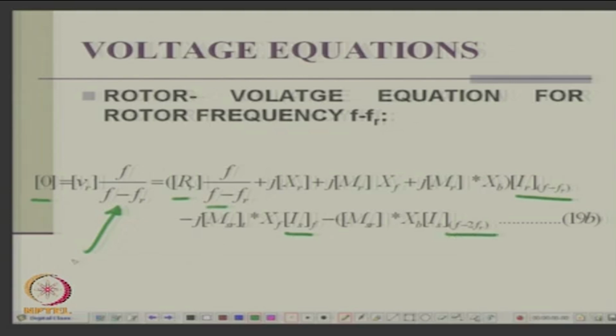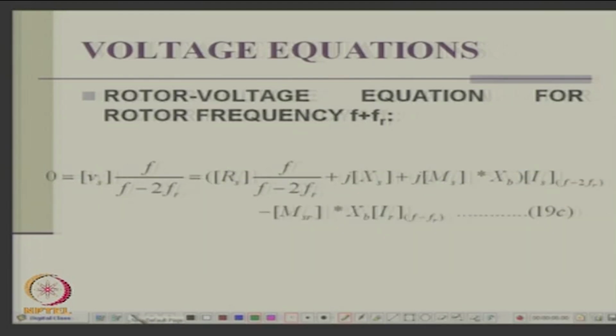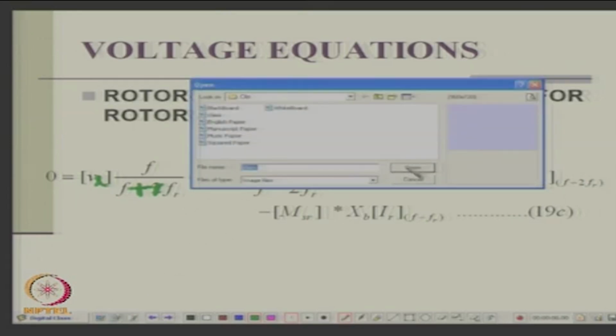And we have discovered that the other current is not there. Rotor voltage f plus fr is this, this will be, okay, this is equal to f plus f, I think this is a wrong equation actually, Vr over f plus fr. I think we have to rewrite, sorry, I am sorry, we have to rewrite this equation.